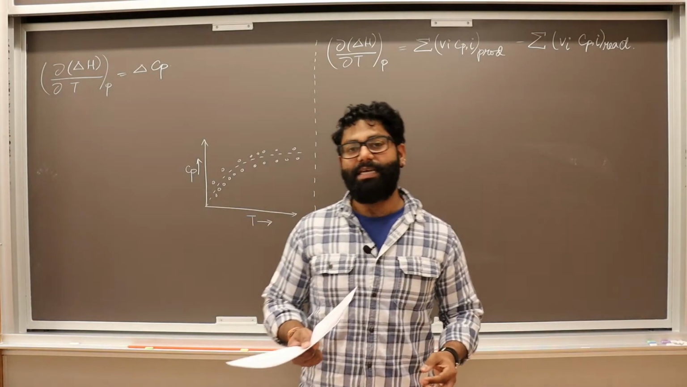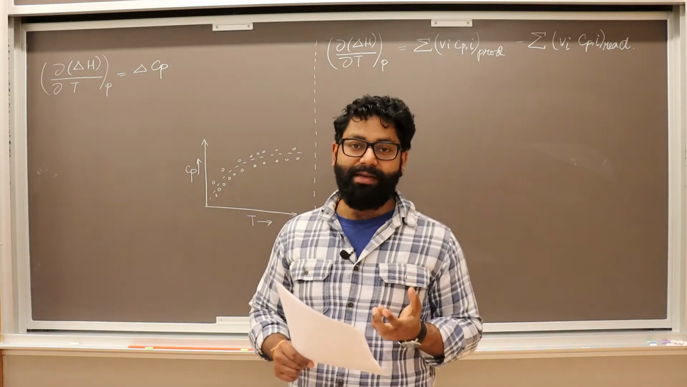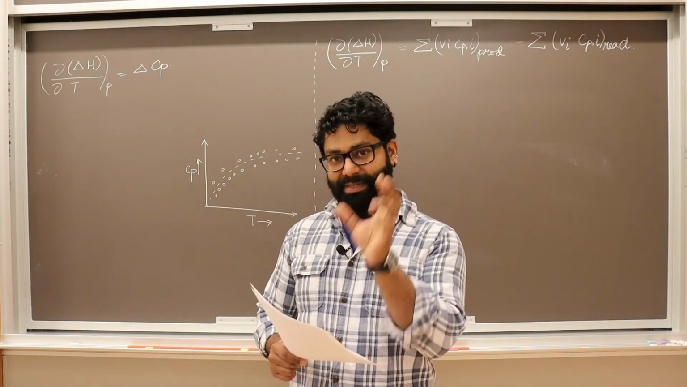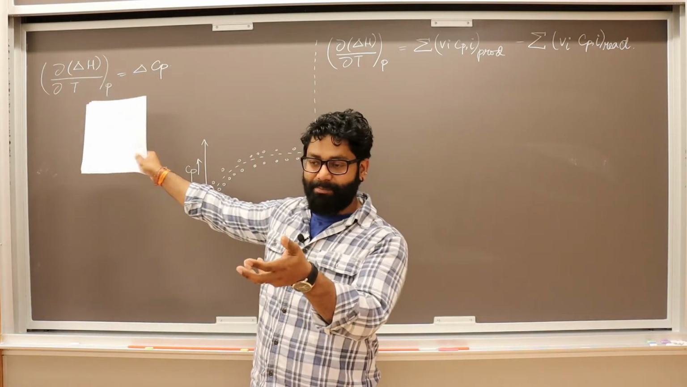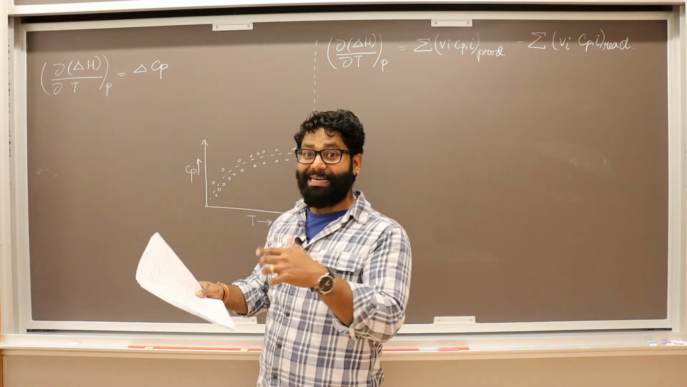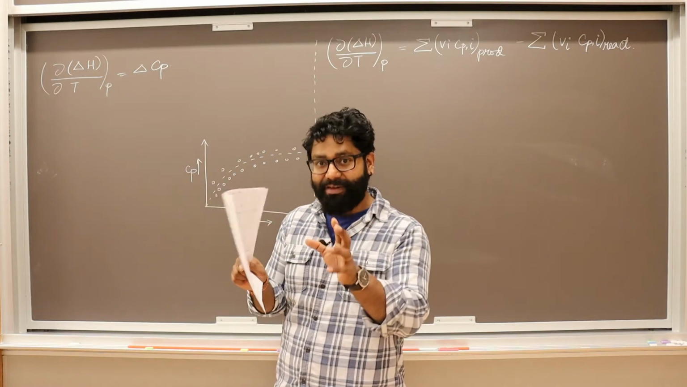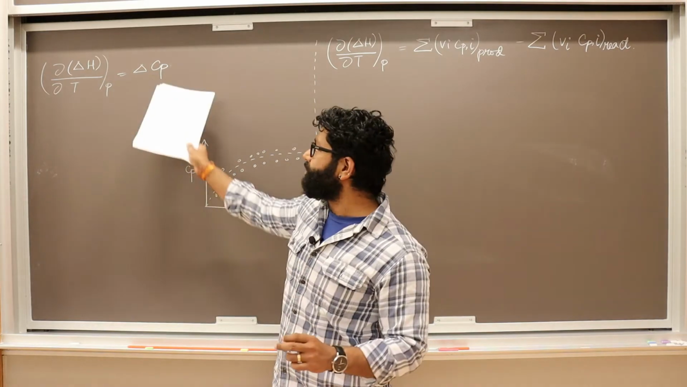Okay, now let's see how we can actually find out the change in enthalpies between two temperatures. So you have the delta H at one temperature and you have the delta H at another temperature. How do you find the difference between the two using the Cp?